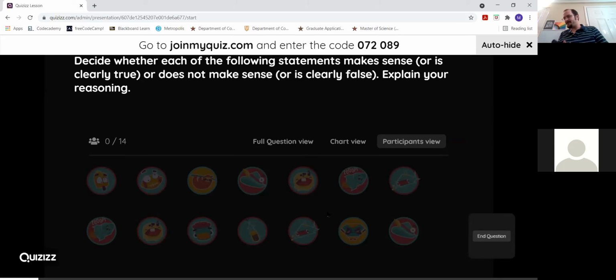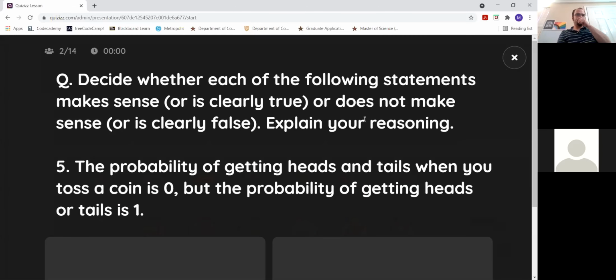Okay, what did I put for explanations of these? Decide whether each of the following statements makes sense. Is it true, or does it not make sense? Is it clearly false? Explain your reasoning. I know I didn't put an explanation on here, but in your homework, on a quiz, on a test, I would absolutely be expecting some sort of explanation.